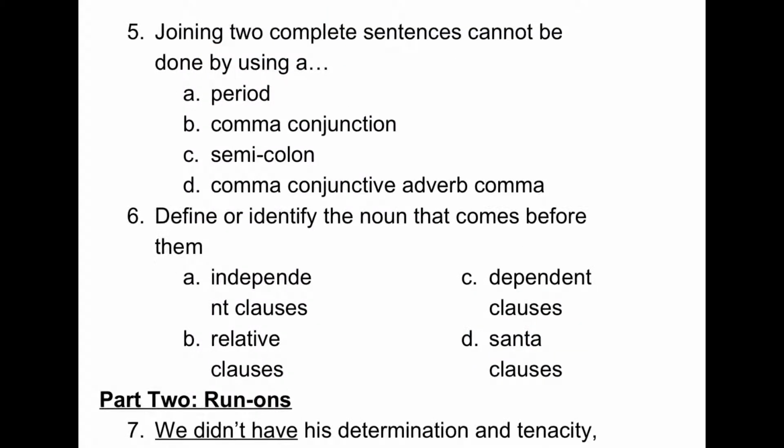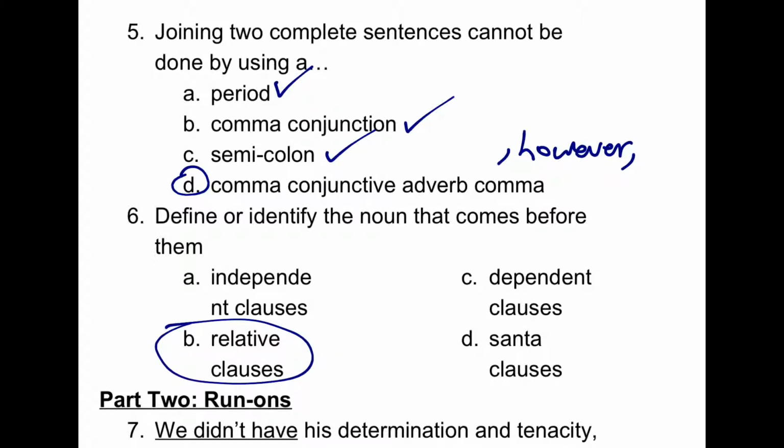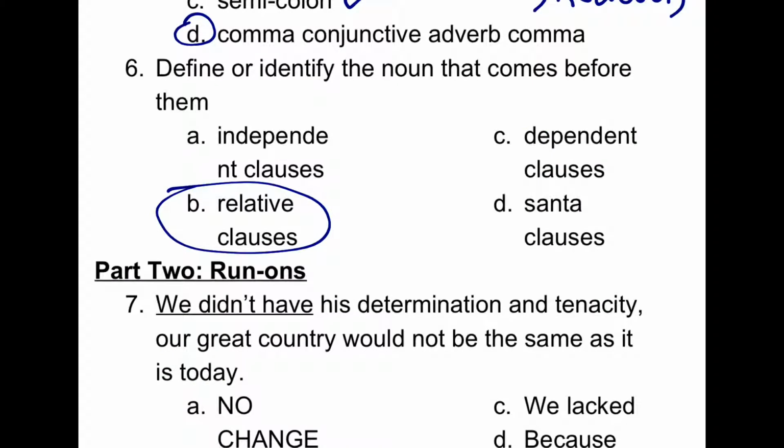Number 5, joining two complete sentences cannot be done by using a period checks out, a comma conjunction checks out, a semicolon checks out, but trying to say comma, however, comma to join two independent clauses is not correct. And defining or identifying the noun that comes before them, that's the definition of a relative clause, not a Santa Claus. Which, by the way, out of 96 responses, one person did choose Santa Claus.